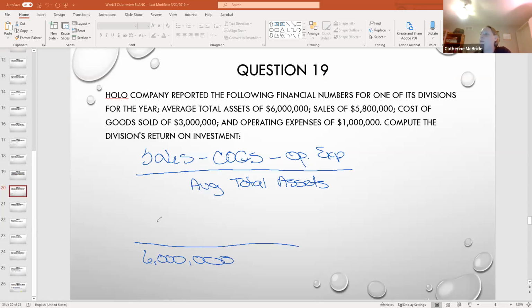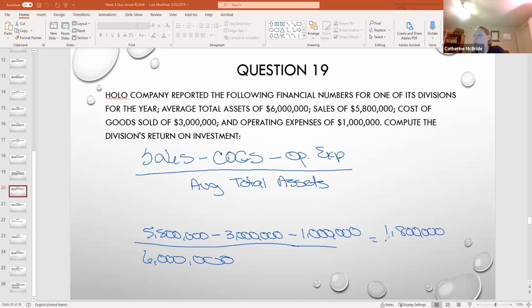Sales of 5,800,000, cost of goods sold of 3 million, and operating expenses of 1 million. So first of all, we have 1,800,000 in the numerator and 6 million in the denominator. So that's 0.3 or 30%.